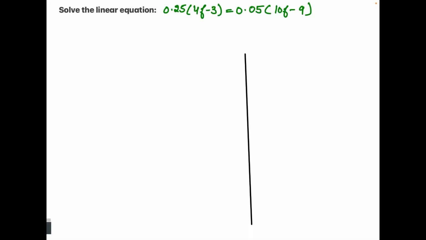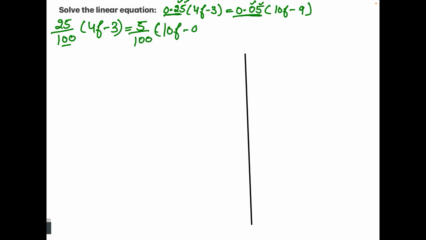The next equation is 0.25 into (4f minus 3) is equal to 0.05 into (10f minus 9). First of all, we will solve the decimal terms. So it will become 25 over 100. So I write here 100. Why? Because the number of zeros depends on how many digits are after the decimal point. So in this term, after the decimal point, there are 2 digits, 2 and 5. So 25 over 100 (4f minus 3) is equal to 5 over 100. Why 5 over 100? Because here after the decimal there are 2 digits, 0 and 5.